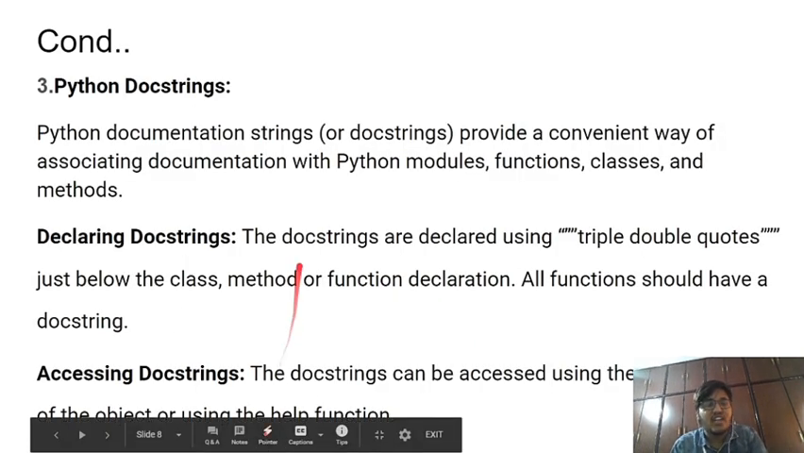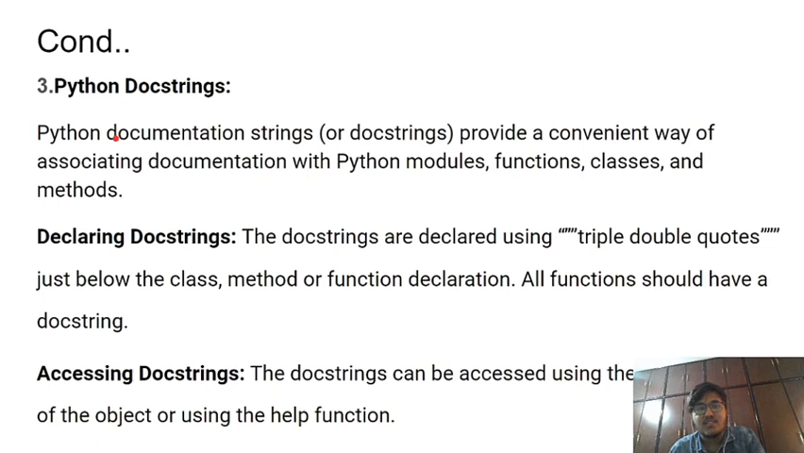So the docstring is one type of comment. Docstring is the abbreviation for the Python documentation string. This Python documentation string provides a convenient way of associating documentation with Python modules, functions, classes and methods. If you use built-in functions like the length function, there are so many predefined functions for data structures like string, list, tuple, dictionary. If you want to sort the entire list, there are so many functions, right?